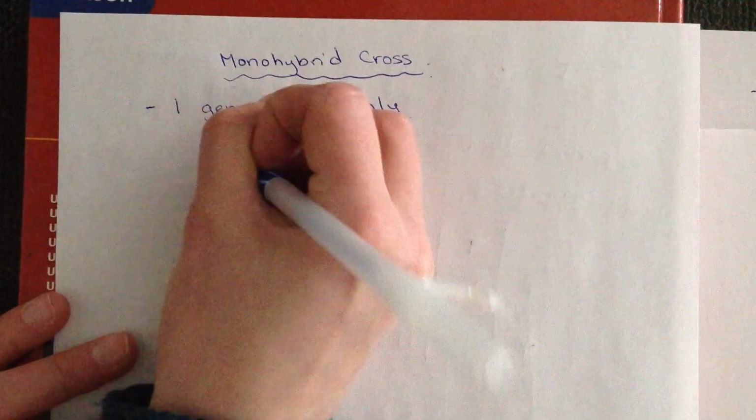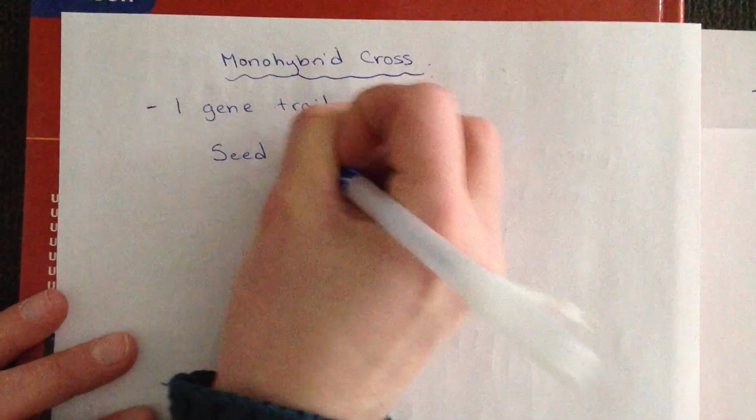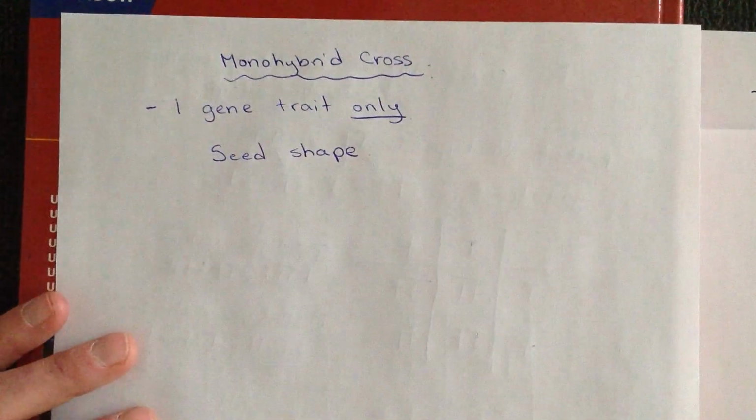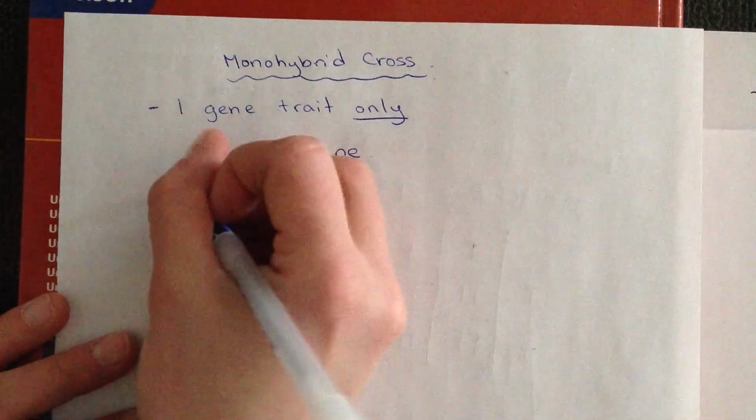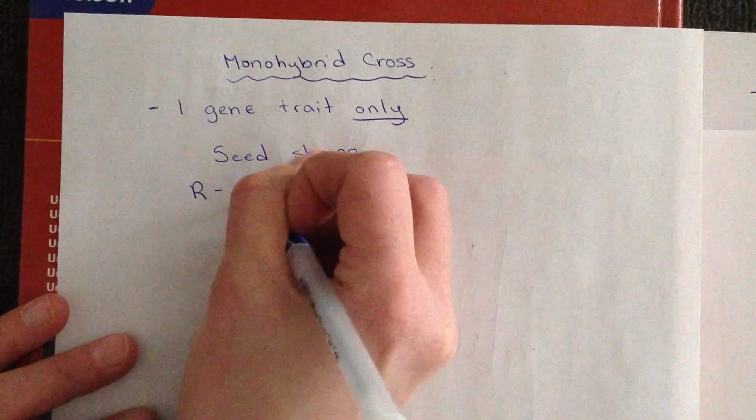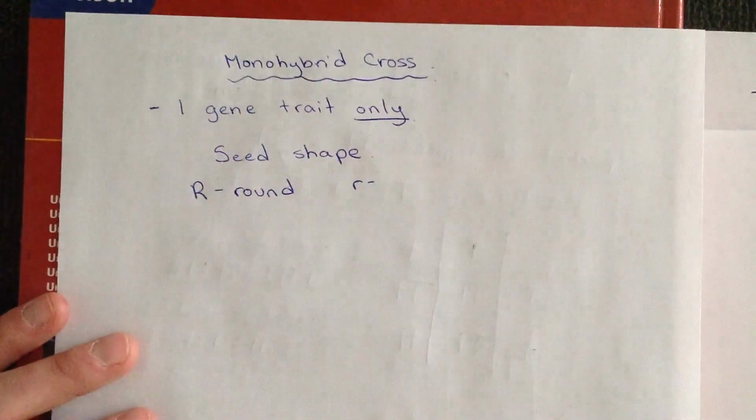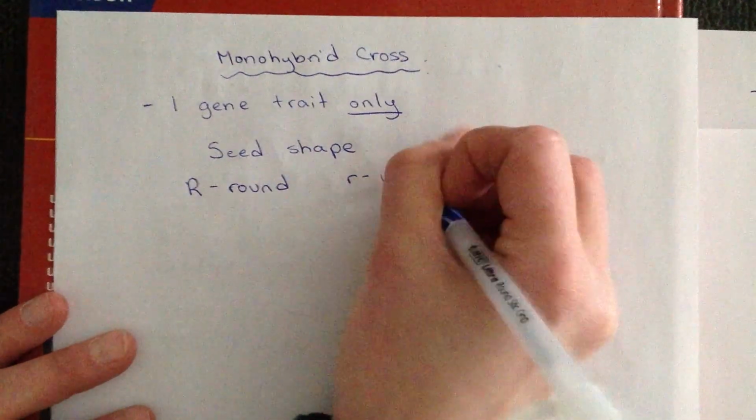So if we're talking about seed shape, and this is also one of the things that Mendel actually did, seed shape can show up as big R for round, so that means that's the dominant trait, and then little r is going to stand for wrinkled.